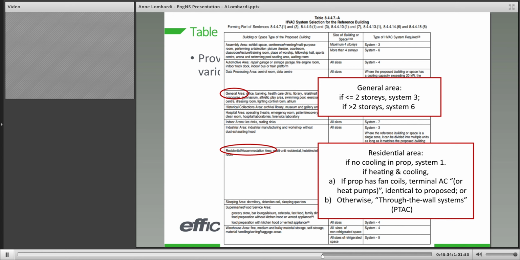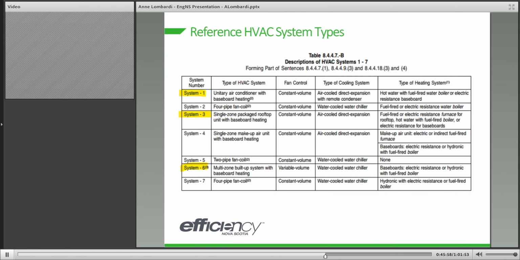If we have a residential accommodation area, it's a little bit more complicated. If there's no cooling in the proposed, we choose system 1. If the proposed has both heating and cooling, and it has fan coils, terminal air conditioner, or heat pumps, then the reference building's HVAC is identical to proposed. If it doesn't have fan coils or terminal AC, then the NECB tells us to use through the wall systems, which we interpret to be a PTAC.